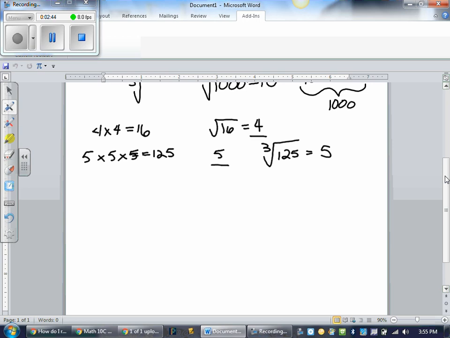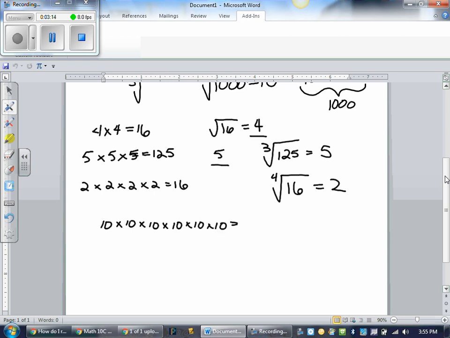And similarly with 2 times 2 times 2 times 2 is 16. So the 4th root of 16 is 2. You can put this in over here. The 4th root, that indicates that, of 16 is 2. And it goes on to do so with 10. 10 times 10 times 10 times 10 times 10 times 10 is a million, because there's 6 of them. That's what you have in your book. So we can say the 6th root of 1 million is 10.